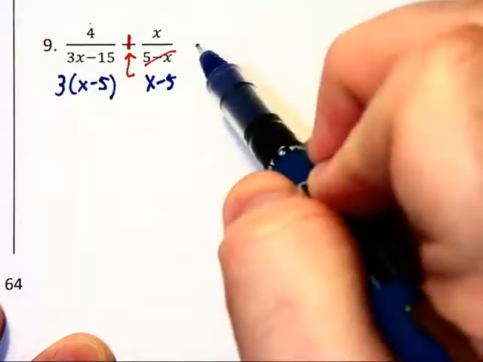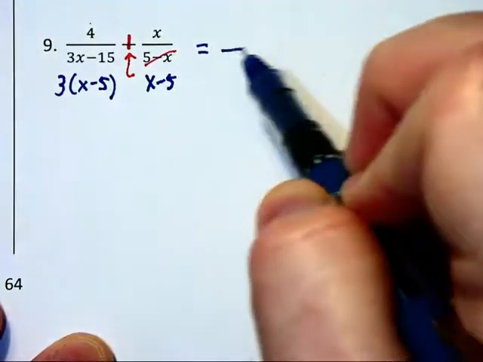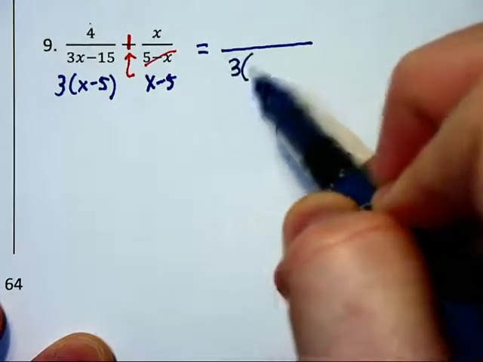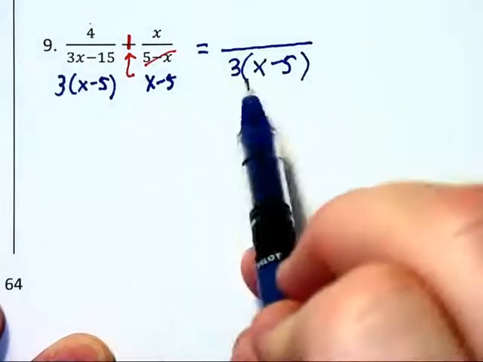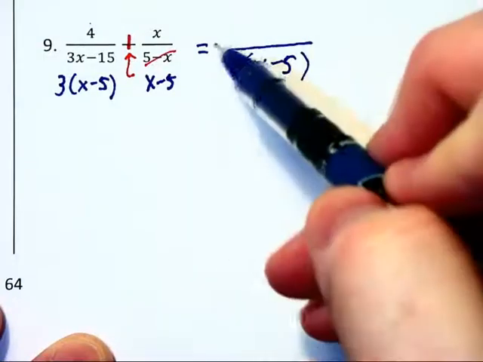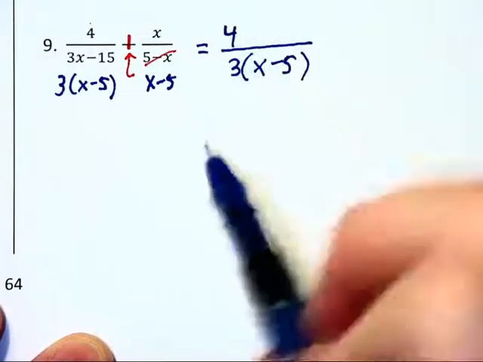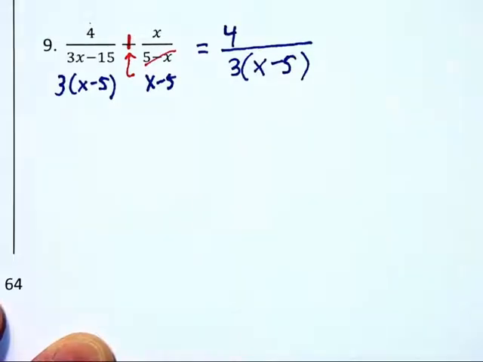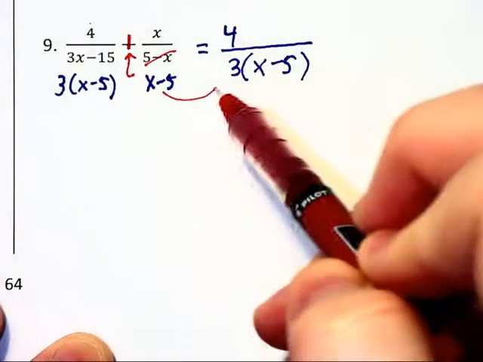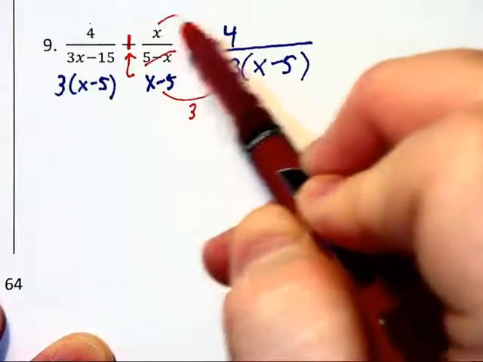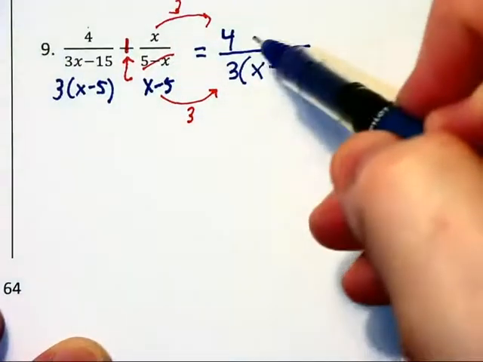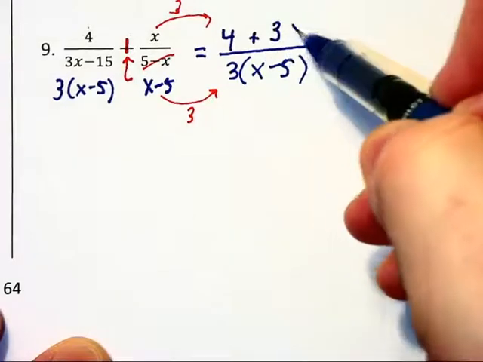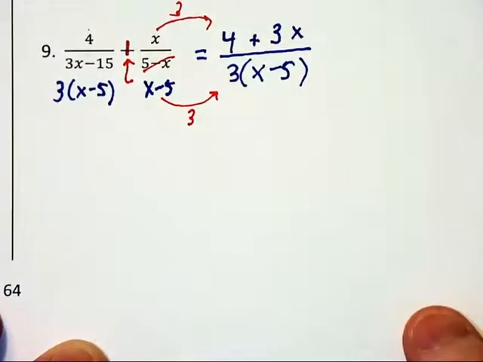We can now state that the common denominator is going to be 3 times x minus 5 and begin the addition. This first fraction has no change down below, so the numerator will remain 4. And this second fraction has us multiplying by 3 in the denominator, so we'd need to multiply by 3 up in the numerator also, and that will give us plus 3x, and that is our simplified version.